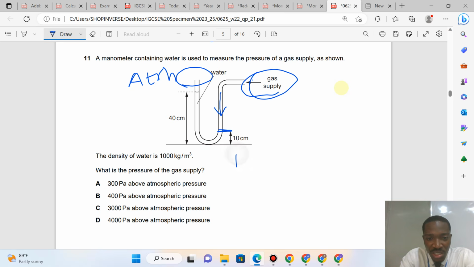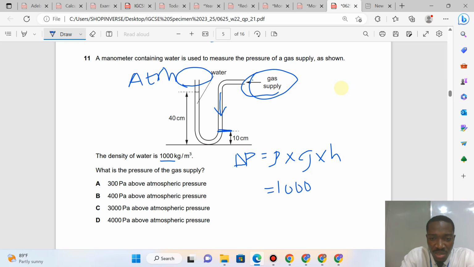How do you get the pressure of the gas supply? We have to calculate the change in pressure as density of water times gravity times height. Why? Because it contains water. We are told that the density of water is 1000 kilogram per meter cube. So you have 1000. Gravity is always 10. What's the height? The height is the difference between this value here, which is 10, and the highest value, which is 40. 40 minus 10, that will give you the difference from here to here.